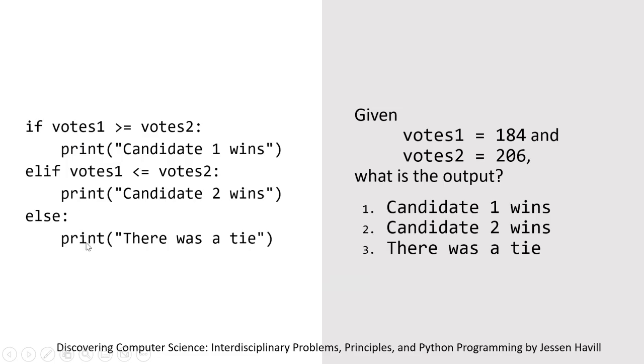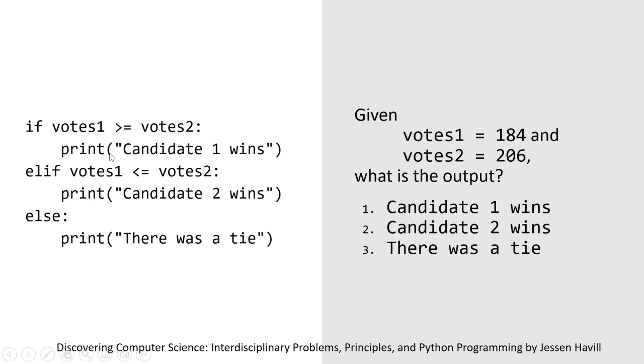Let us consider this code. Here we are using if, else if and else statement. And these are the initial values of votes 1 and votes 2. You have to tell what is the output of this code. So you can pause the video at this point and try to answer this question.